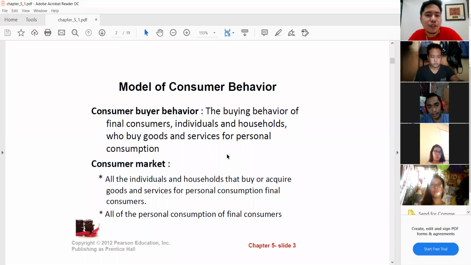Accordingly, consumer buyer behavior is defined as the buying behavior of final consumers, individuals and households who buy goods and services for personal consumption. So take note that individual or consumer buying behavior particularly focuses on personal consumption. That personal consumption is affected by your preferences. It is also affected by your lifestyle, consumption values, your culture, your reference group. These are factors that affect or shape your consumer buyer behavior.